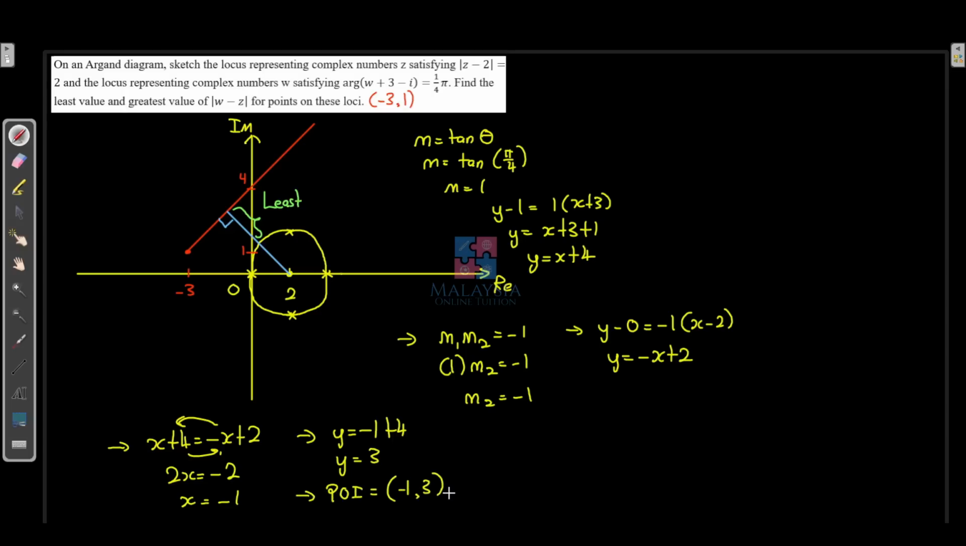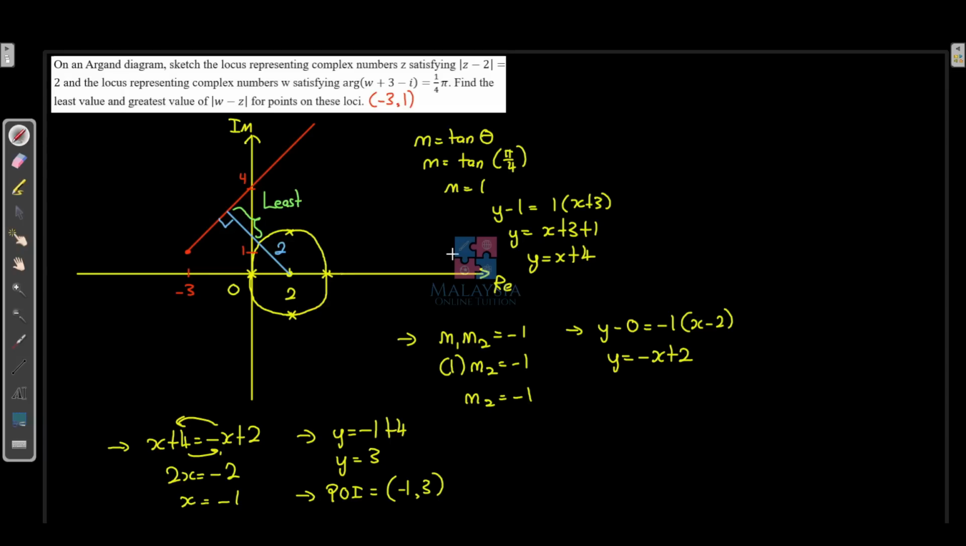Okay, so what now? We need to find the distance between the center of the circle to the point of intersection, and we know the radius of the circle is 2, right? So the radius of the circle is 2. So if we want to find the least, we need to subtract the radius, 2, from the distance of the point of intersection to the center of the circle, and if we want to find the greatest value, we need to add 2. Okay, like that.